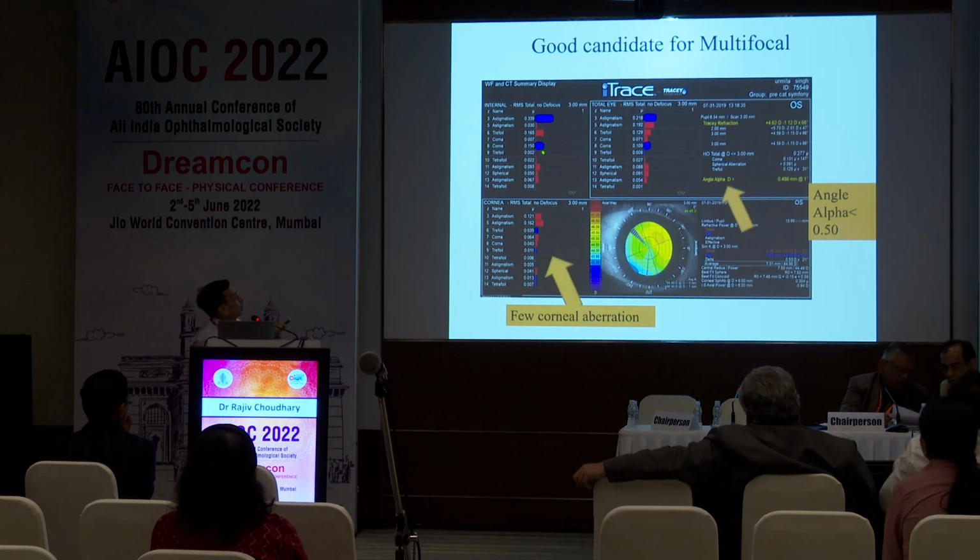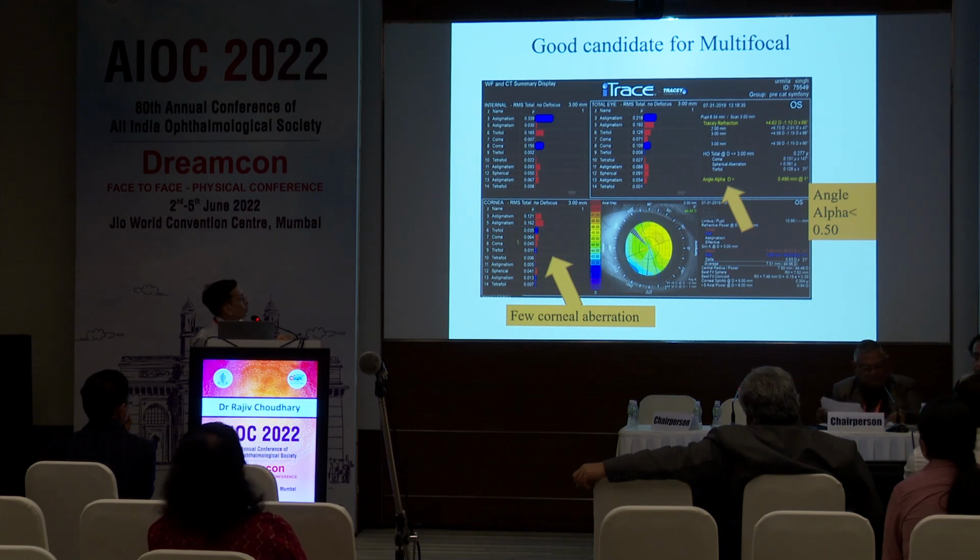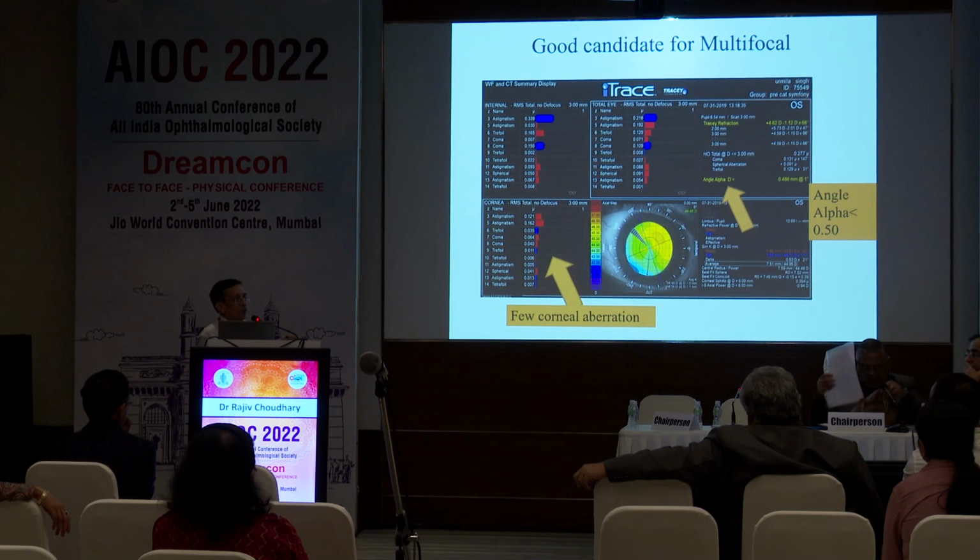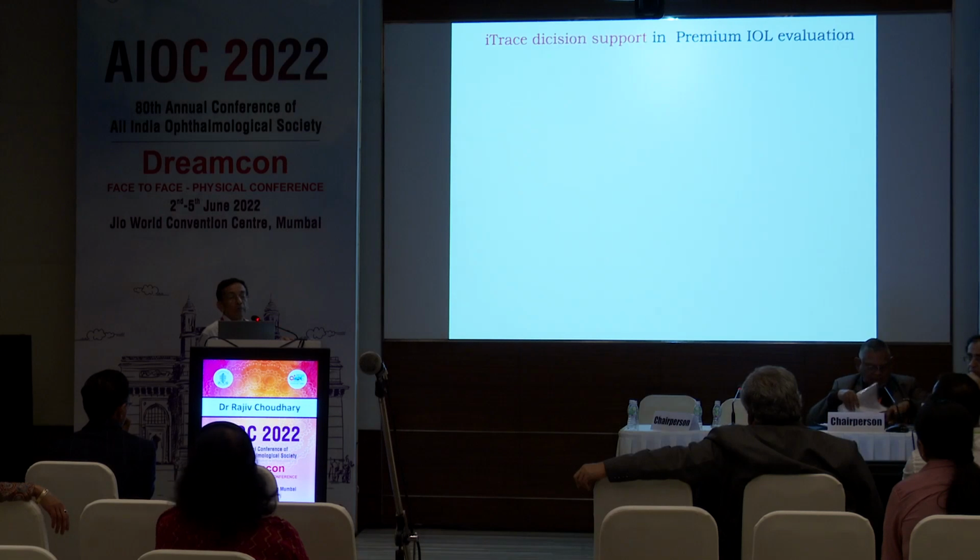This is the internal aberration. This is the corneal aberration. This is the total aberration. As there is little corneal aberration, when you remove the cataract, the aberration will go. So these are good candidates for the multifocal lens. Suppose this corneal aberration is high, and if you give multifocal lenses, it is going to persist and the patient will be unhappy.